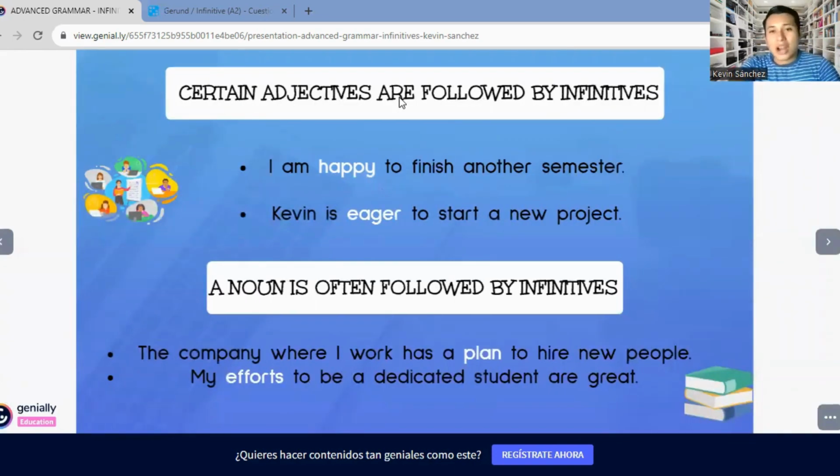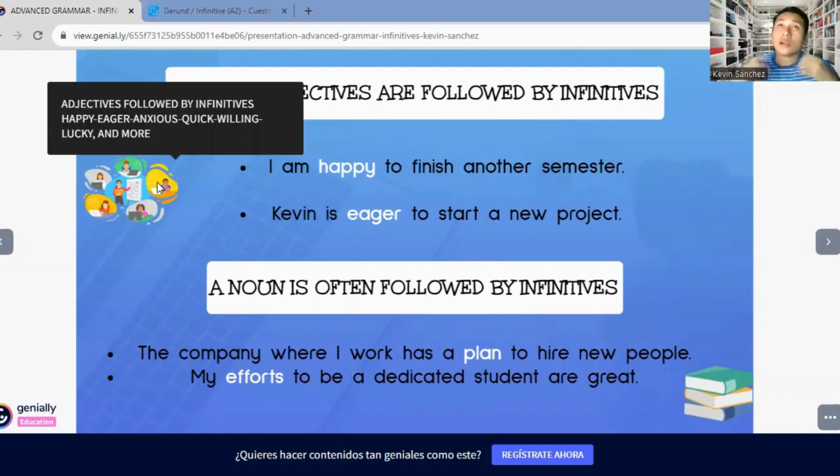Certain adjectives are followed by infinitives. So after certain adjectives, you are going to use an infinitive. For example, you might be wondering, what are those adjectives? Don't worry, I'll give you the answer. For example, we have happy, eager, anxious, quick, willing, lucky, but we also have more.